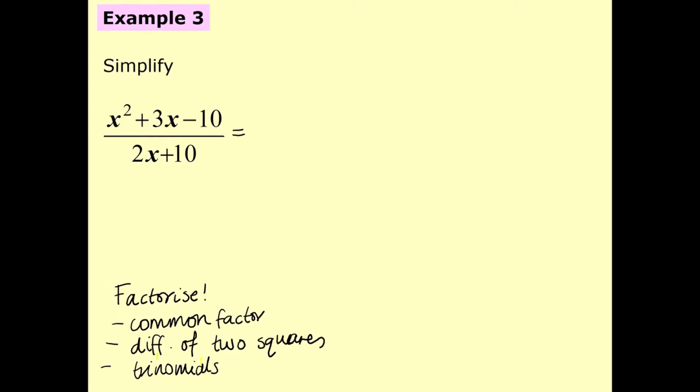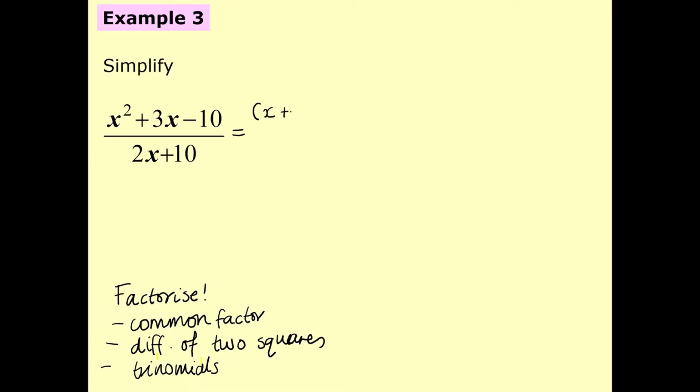And in this case, this first one is a trinomial. So we're looking for two things, two numbers or terms that multiply together to give us -10 and that add together to give us 3. I'm not going to spend too much time going through the factorising part here because if you need to go over that, you can just go back to your notes. So two numbers that we're looking for are 5 and -2.